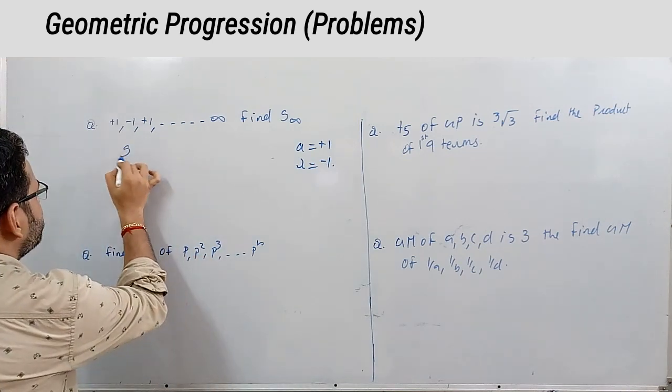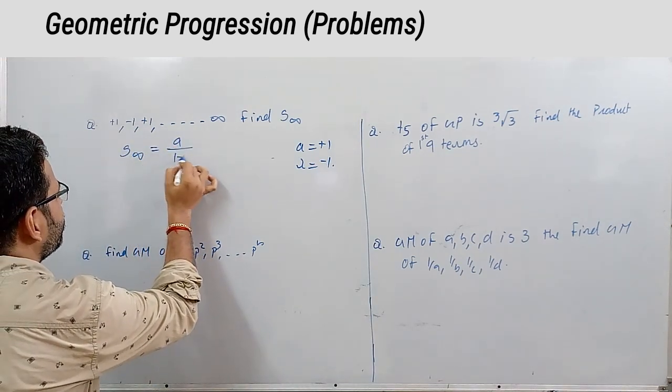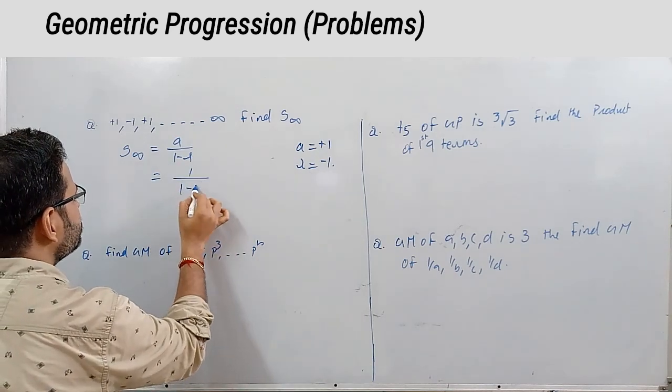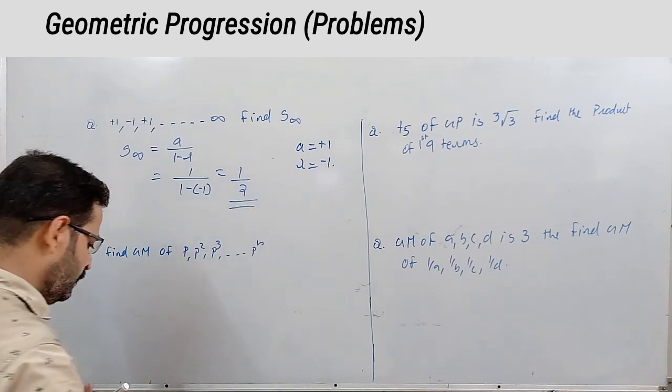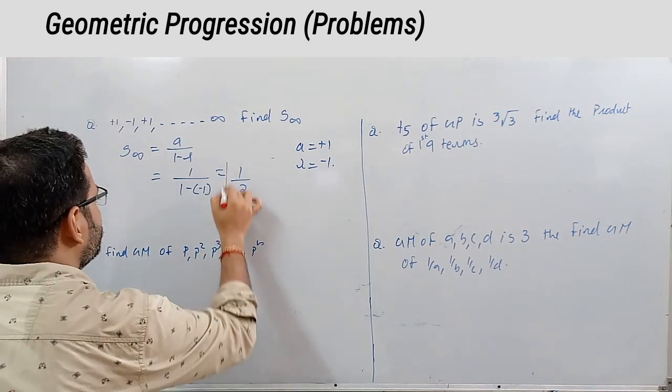Then we know that the sum of infinite terms of a GP can be written as A divided by 1 minus R. Here substituting the values, A equal to 1, then 1 minus R is 2, that means 1 divided by 2 will be the answer. Sum of infinite terms, the answer will be 1 divided by 2.